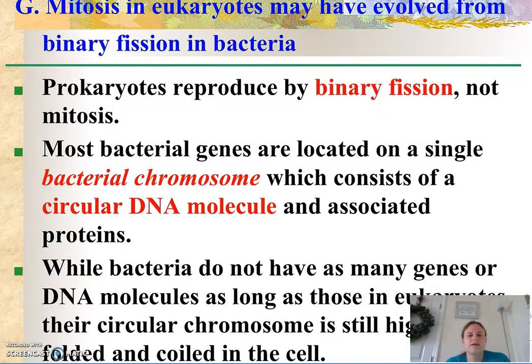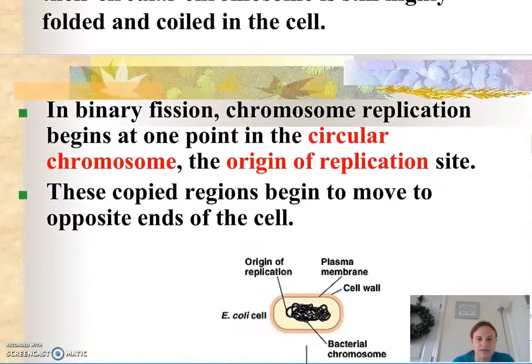Scientists hypothesize that mitosis in eukaryotes may have evolved from binary fission in bacteria. Now, binary fission and mitosis are sometimes confused because they're both types of asexual reproduction. However, there are slight differences. For example, mitosis involves phases or stages, however you want to call it, whereas binary fission is the simplest form of reproduction. There's no spindle involved, there's no sister chromatids involved, and there are no distinct cell cycle phases.